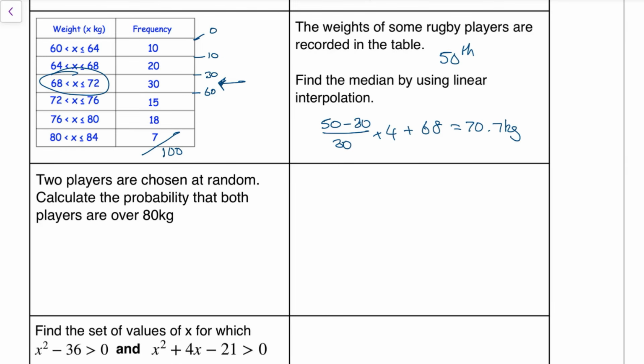Next question. Two players are chosen at random. Calculate the probability that they are both over 80 kilos. So over 80 kilos means it's these 7 players here. So the first one is 7 over 100, in other words, 7 to choose from 100 players. The second one, because it's a conditional question, there are 6 players left over 80. There are 99 players left to choose from.